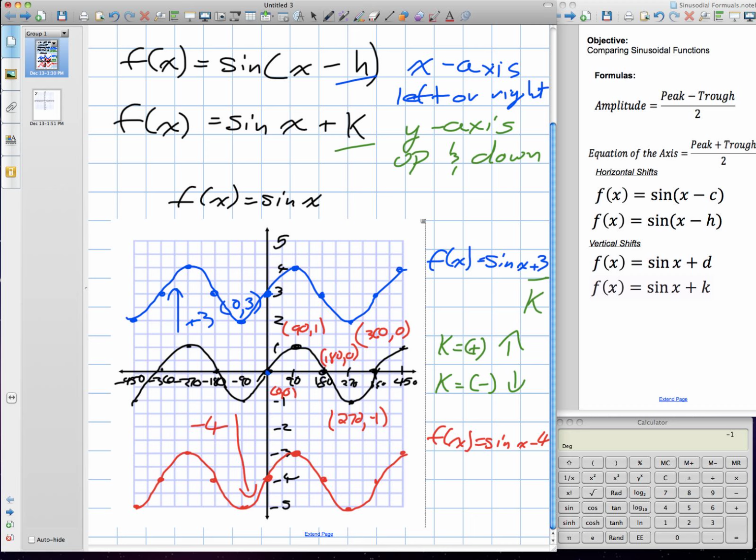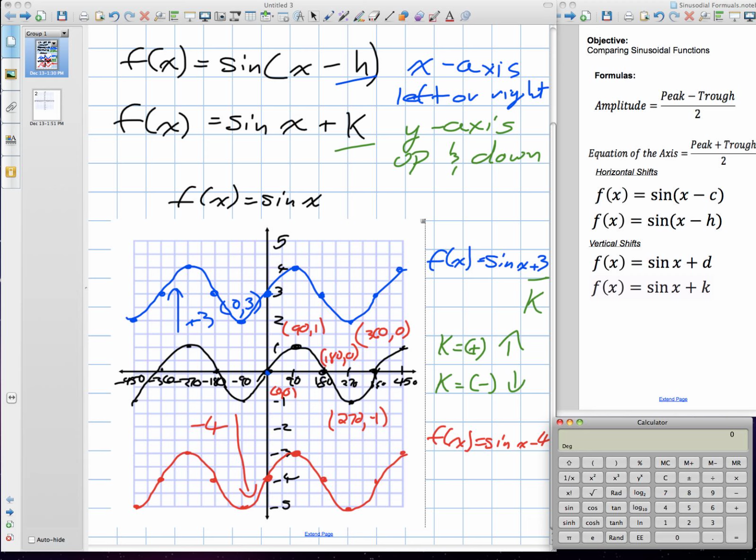we have the graph of our sine wave. The only thing is that we've now moved this down 4 units, okay? So the blue one, which was our positive 3, was this equation here. We moved the entire wave up 3 units. Our red equation was minus 4. We moved the entire wave down 4 units. What's very important is you have to know how to draw the original one in order to go from there.